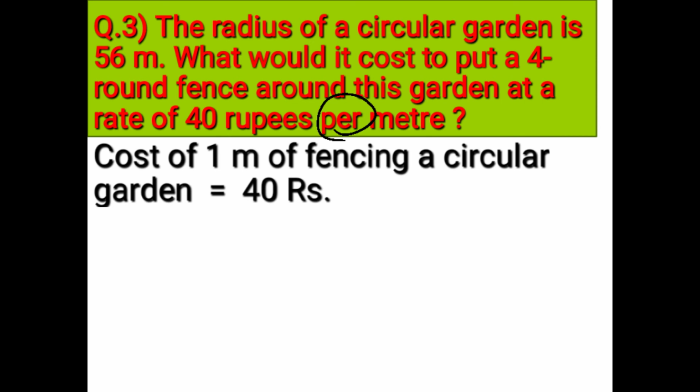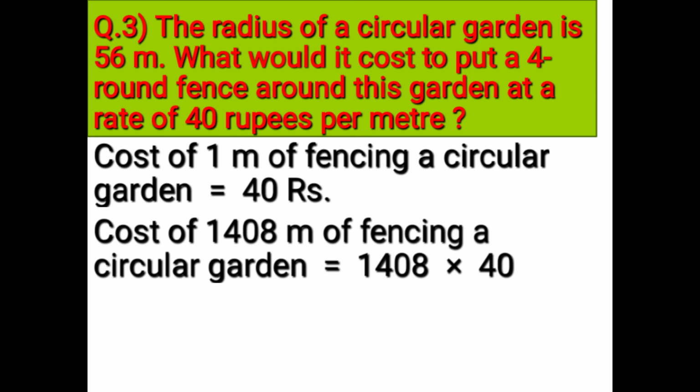The answer you got for the length of 4 rounds of fencing a circular garden means the circumference of 4 rounds of fencing, which you multiplied 352 into 4. You got 1408 meters. So you have to find the cost of 1408 meters of fencing a circular garden, which is equal to 1408 into 40. When you multiply these two, the answer is 56,320 rupees.